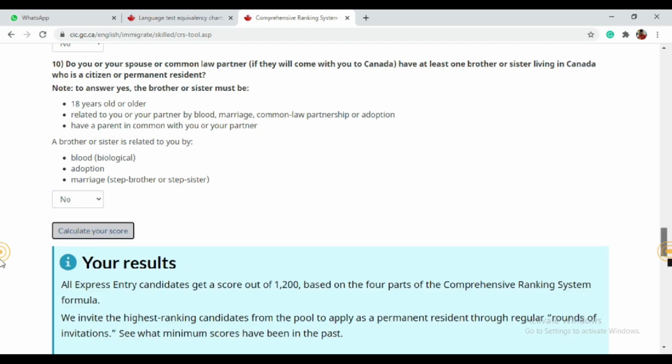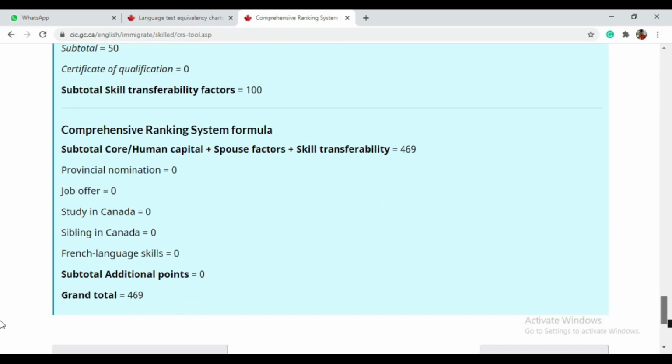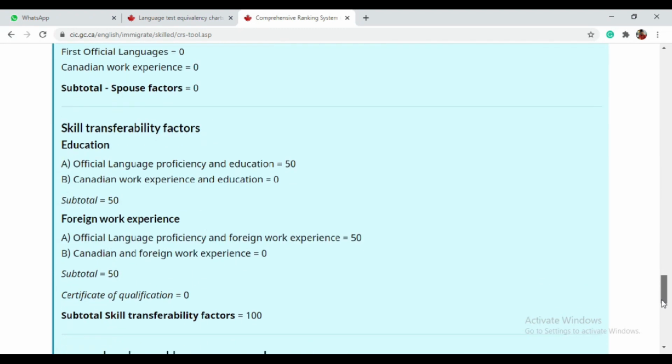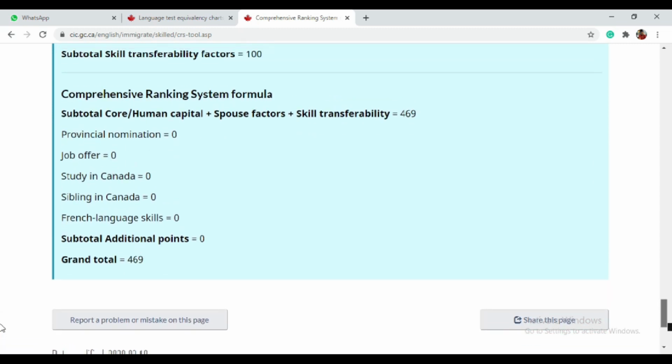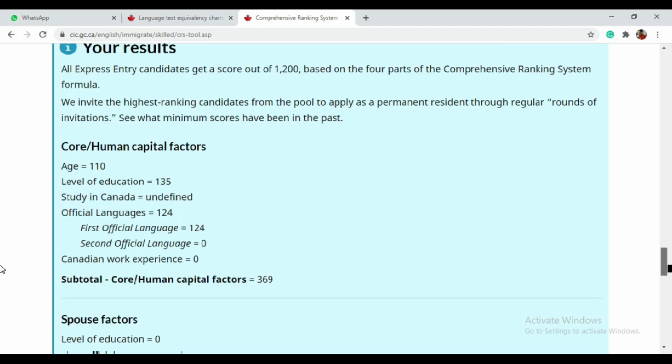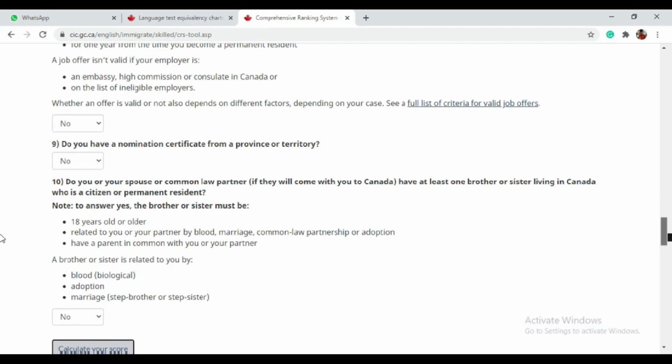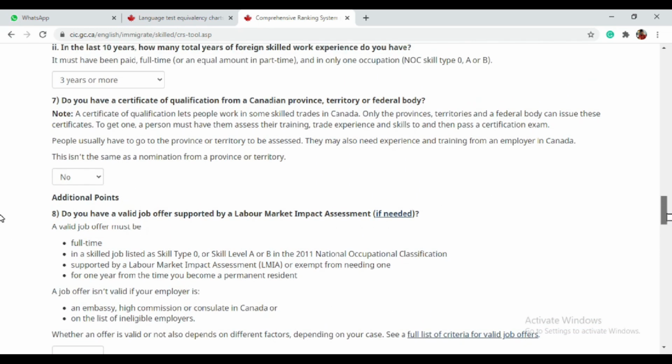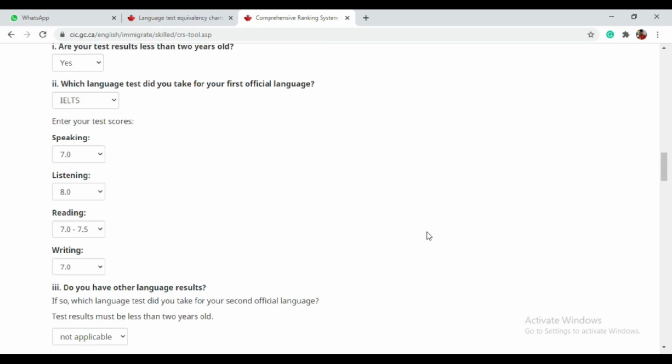Right. So 469 will be the score. If you have the golden score, as they've been calling it for 2, 3 years now, CLB 9, then your CRS will be 469. And maybe if you've been following the current trends, then 469 is not good enough anymore. So you might need CLB 10 in one module or another. All right, so here was the score.